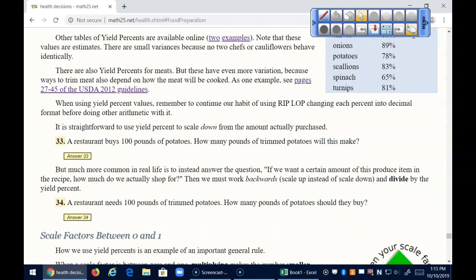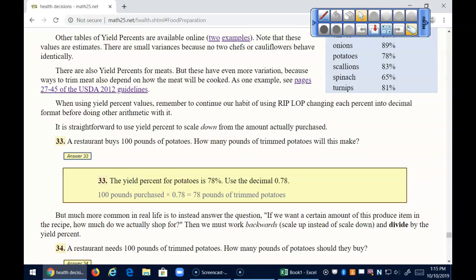Okay. So again, we can look at the number and say, I buy 100, I'm going to multiply by 0.78, because it says 78% for potatoes. I get 78 pounds that I get to use in the recipe. As written, this goes down, it shrinks the amount you shop for to get what goes in the pot.